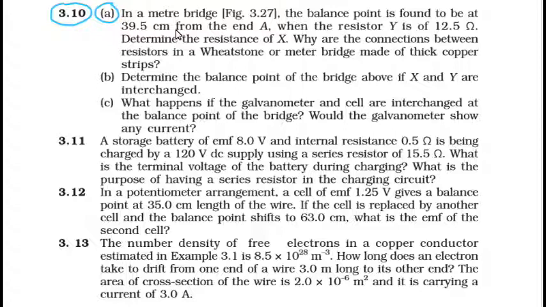Why are the connections between resistors in a Wheatstone or meter bridge made of thick copper strip? B. Determine the balance point of the bridge above if X and Y are interchanged. C. What happens if the galvanometer and the cell are interchanged at the balance point of the bridge? Would the galvanometer show any current? So let us see the solution.